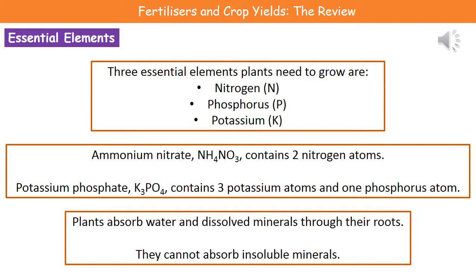So depending on what our soil is lacking will determine which fertilizer we need to use. Some of them will have plenty of nitrogen but be lacking in phosphorus and potassium, in which case we'd use potassium phosphate. Others might be fine for potassium and phosphorus and then they just need some nitrogen, so ammonium nitrate would be our solution.